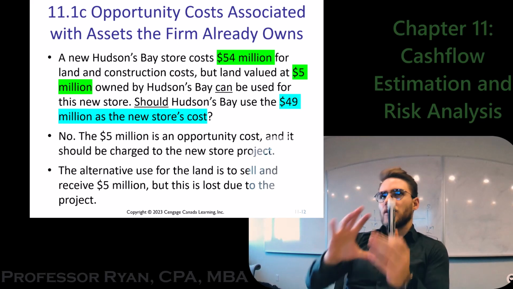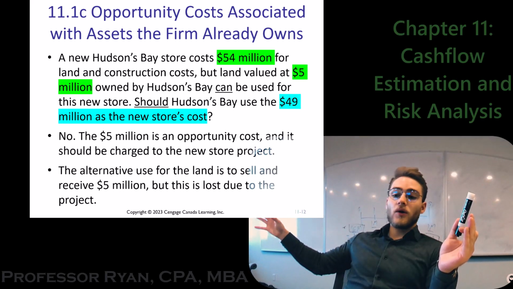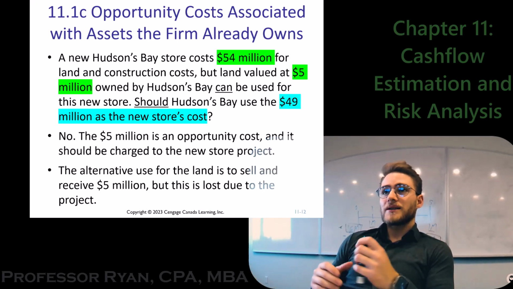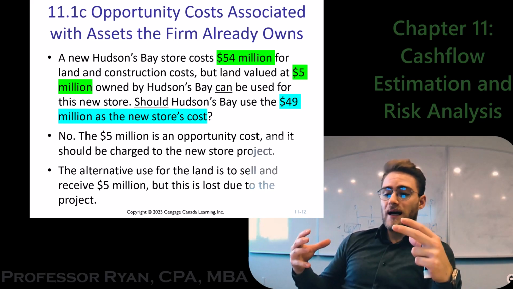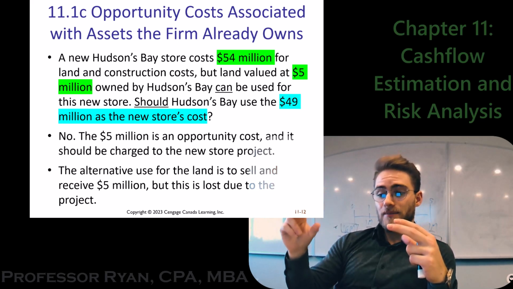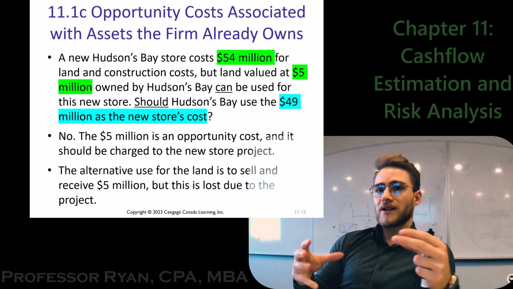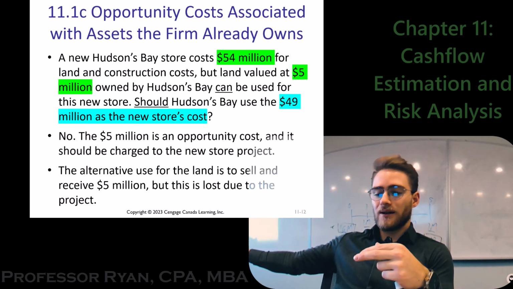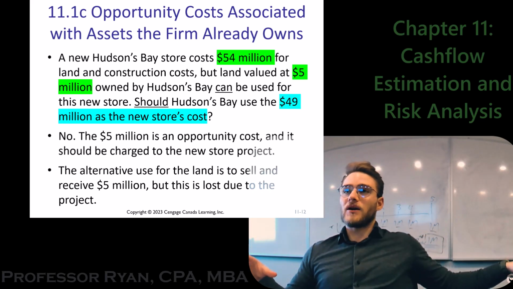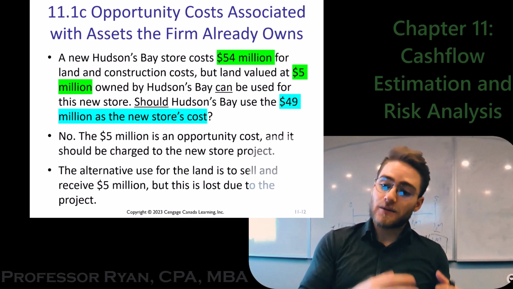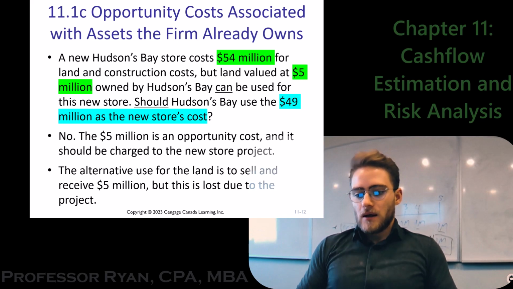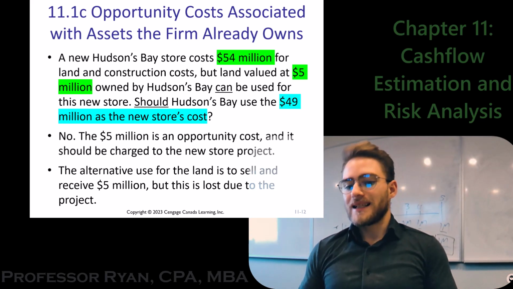So when we look at this project analysis, do we say, okay, this project will only cost $49 million? No. Maybe the construction costs will be $49 million, but you have to also recognize that by using this $5 million piece of land for this project, you're giving up the opportunity to sell that land. Because say we bought a different piece of land, we could sell this land for $5 million, right? But by using this land in this project, we basically forfeited the opportunity to sell it and generate cash flow, right? So no, the $5 million is an opportunity cost and it should be charged to the new store project, right?